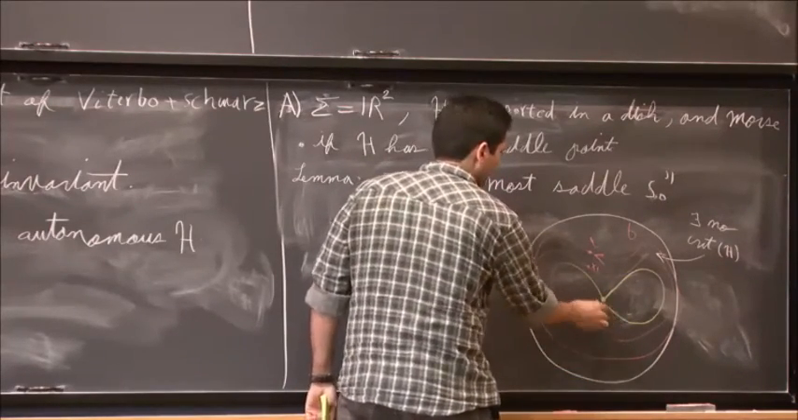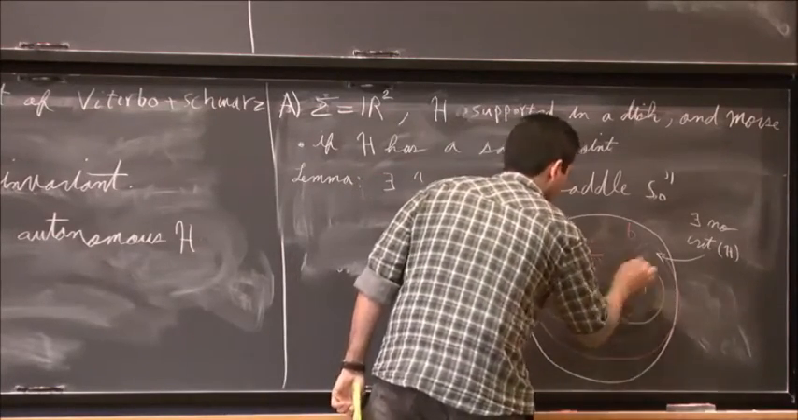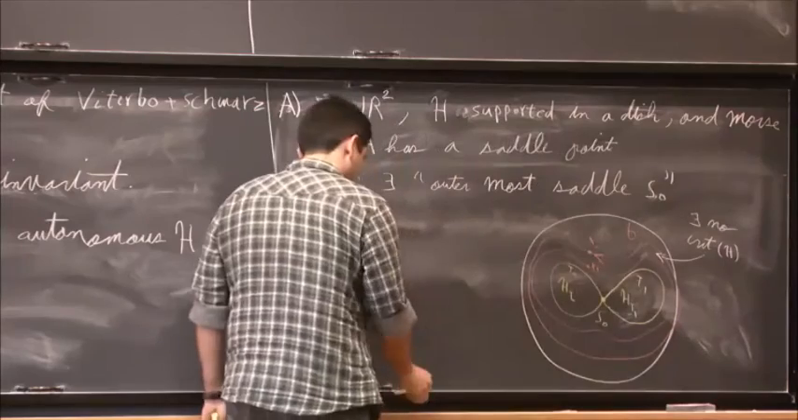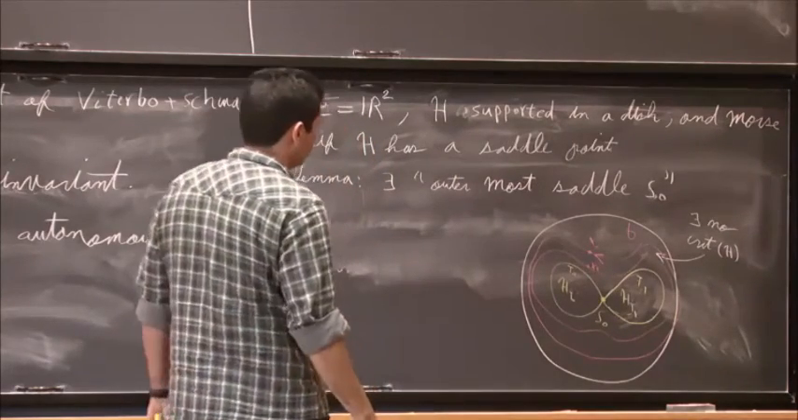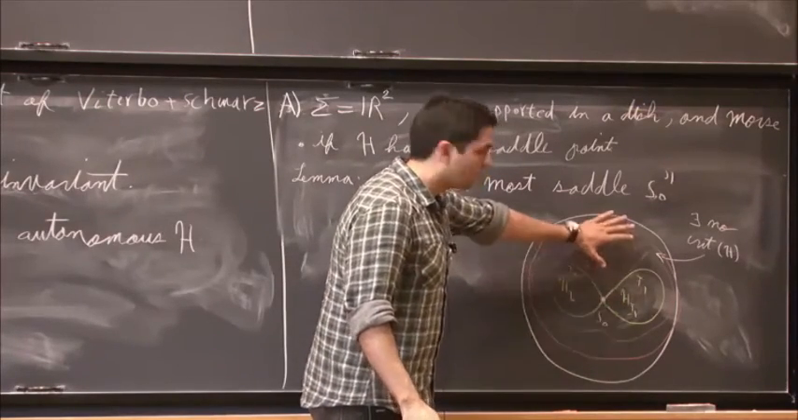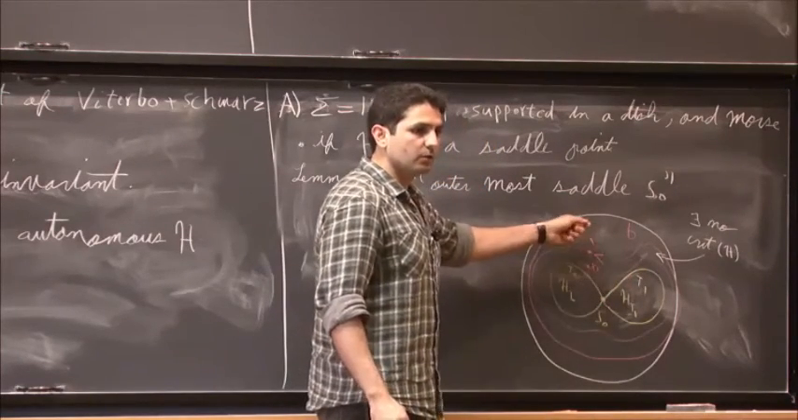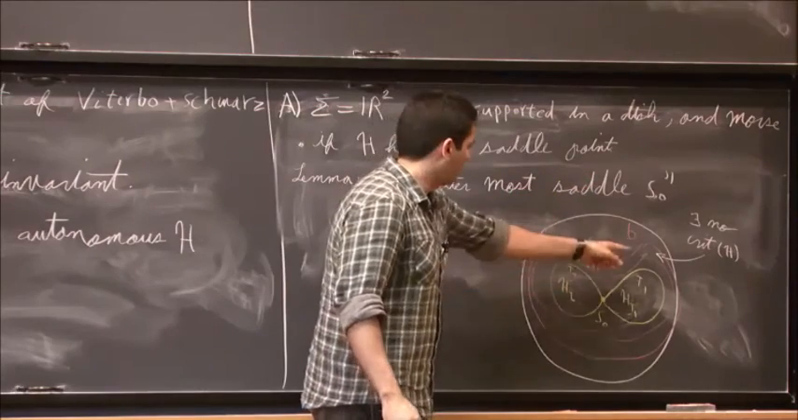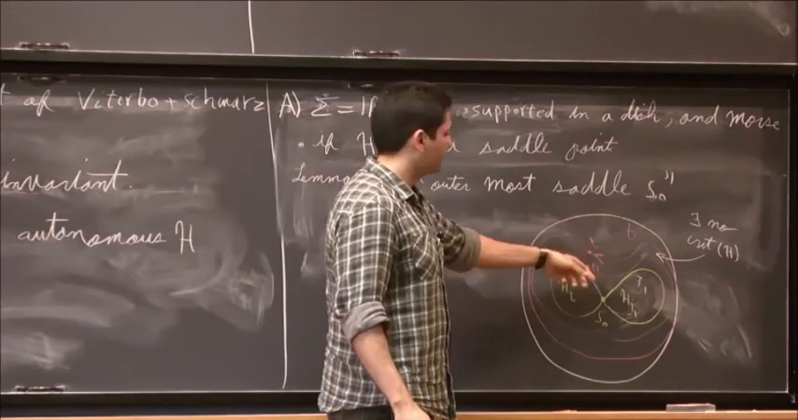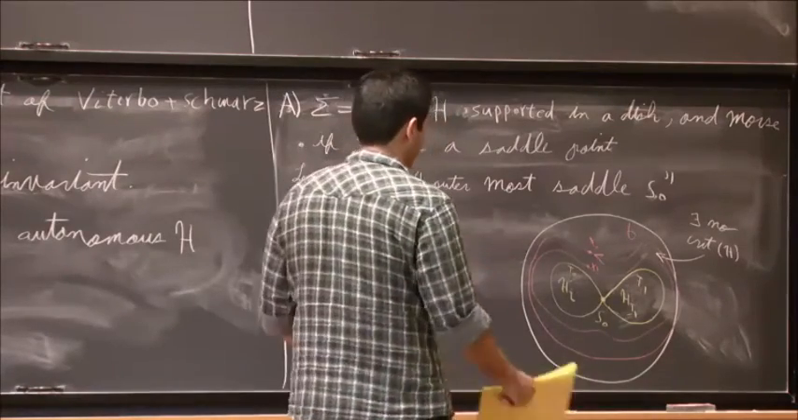Let's call this disk T0 and this disk T1, and I'll call the restriction of the Hamiltonian here h sub t0 and h sub t1. Outside of these two disks there are no critical points, so out here it's foliated by level sets of the Hamiltonian. So you get some non-trivial fixed points there.